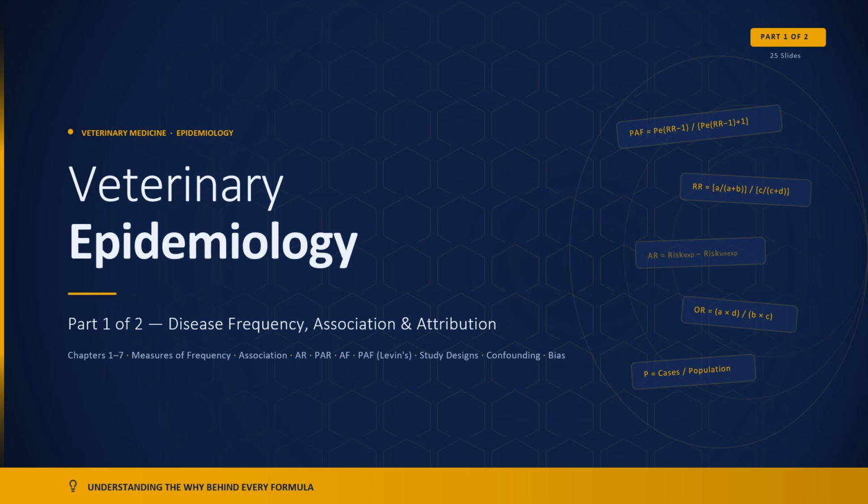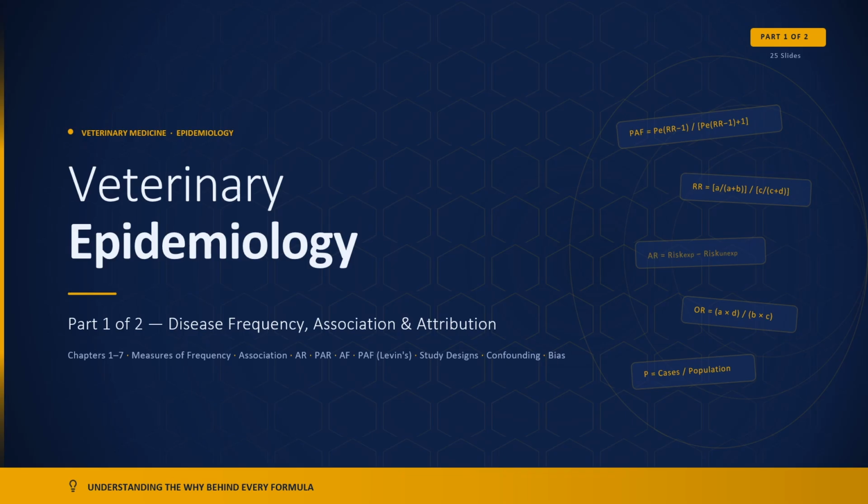This is part one of a two-part walkthrough of Veterinary Epidemiology, built specifically for those of you sitting the ACVPM Epidemiology Specialty exam. Here's my promise for the next stretch. We're not going to memorize formulas as isolated strings of letters. We're going to understand why each one is built the way it is, because on exam day, the questions rarely say calculate PAF. They describe a herd, a study, and a decision, and you have to know which tool fits.